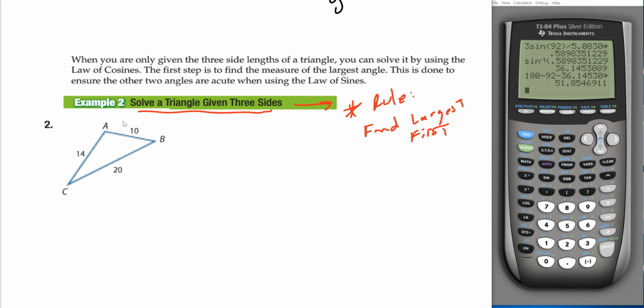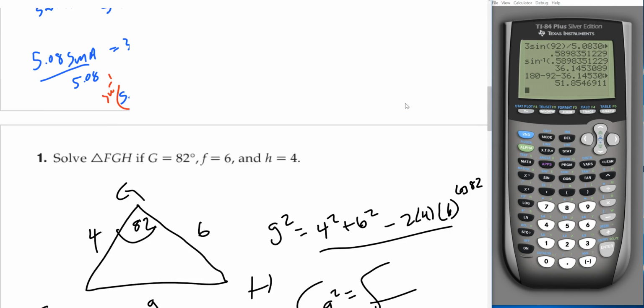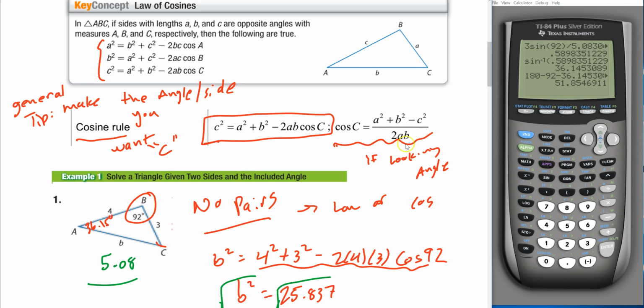So you have to find the largest angle first, so that cosine can do it. And that's what happened here. Notice I have all sides missing. I've got to find the largest angle first. I'm going to use my cosine rule right here. This one right there: cosine C equals a squared plus b squared minus c squared all over 2ab. Now again, the trick is to treat that one like that's the angle you have or you want.